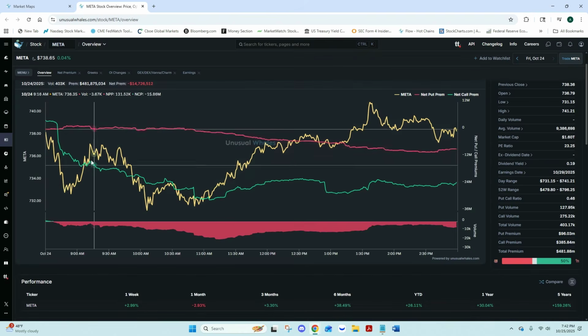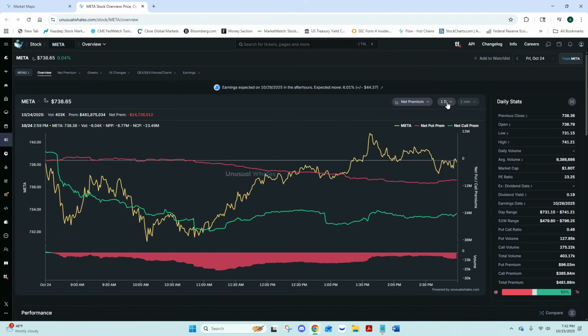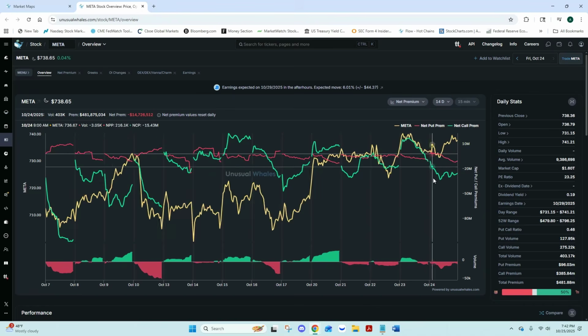So I pull this up. You can see the net call premium here, and it's nice because knowing that there's a lot of bid side call premium, you can pop it out maybe 14 days and just see how that number compares to the other days. So currently Meta has had a lot of bid side net call premium here, and puts are kind of flat, but a lot of calls kind of coming out.